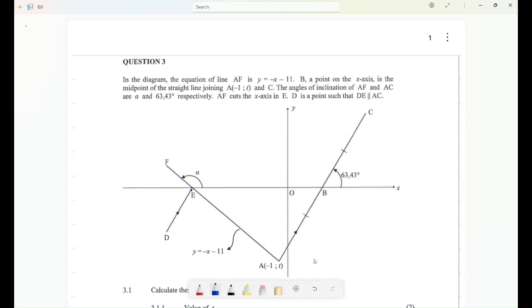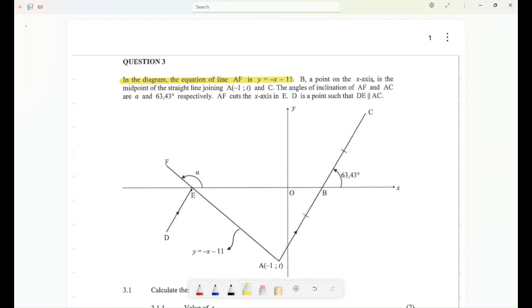In today's video, we're going to look at question 3 under the May June 2023 question paper. It says, in the diagram, the equation of line AF is given as y equals negative x minus c. Sorry, yes, okay, we are given that.